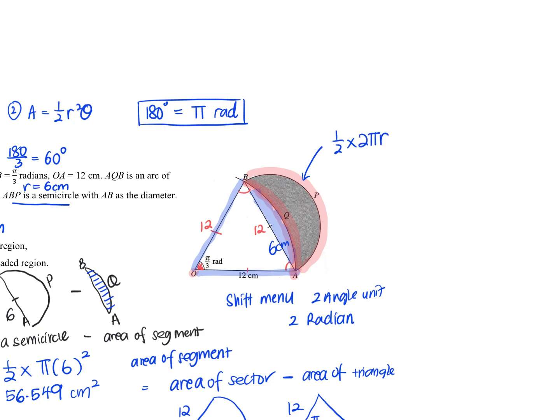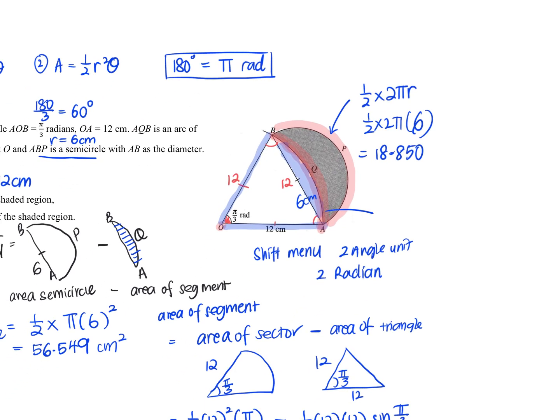Correct. What's the radius of this semicircle? Do you remember what the radius of a semicircle is? On the diagram, this one is 6 cm. And we have 18.8495. I should round it to 18.850 then. Next we need to find this arc length.